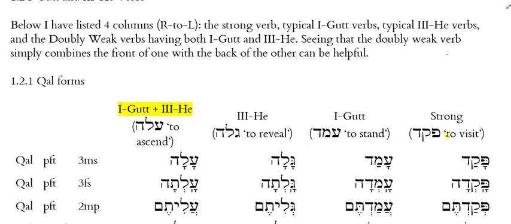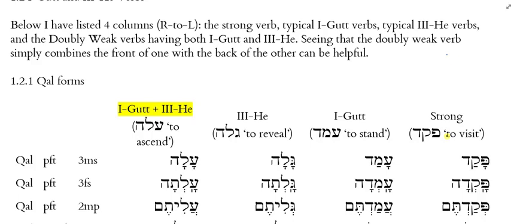And then in the last column, and I've got that highlighted for the heading so that you can see that this is really the one we're focusing on, this is a 1 guttural and 3 hey doubly weak verb. The verb alah in the qal means to ascend. And we're here dealing with the qal forms, okay? Forms in the qal of 1 guttural, 3 hey doubly weak verbs.